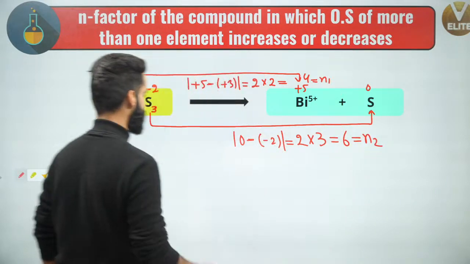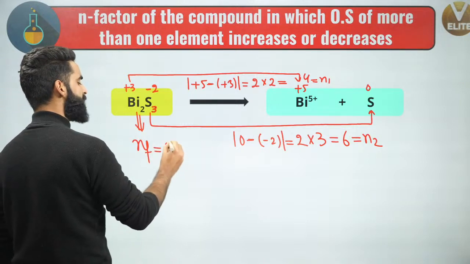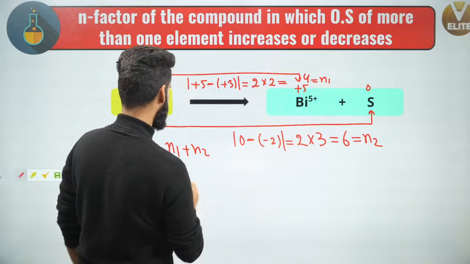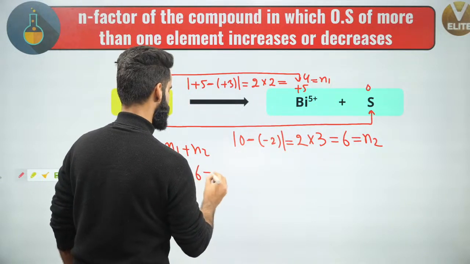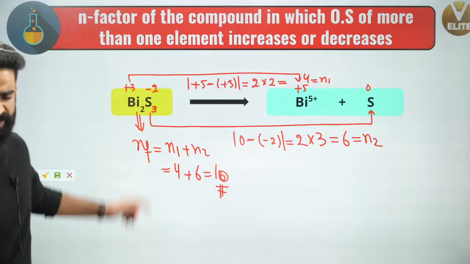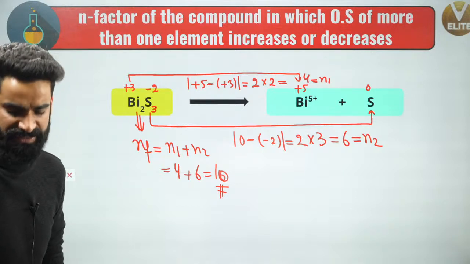I got the N1, I got the N2. Can we calculate the overall N factor of this compound right here? Isn't it going to be N1 plus N2? Absolutely. Yes. N1 is how much? N1 is 4. N2 is 6. So 4 plus 6 is simply 10. So this is the N factor of this substance right here. If you know its N factor, you can calculate its equivalent mass, just by dividing the molar mass by its N factor.